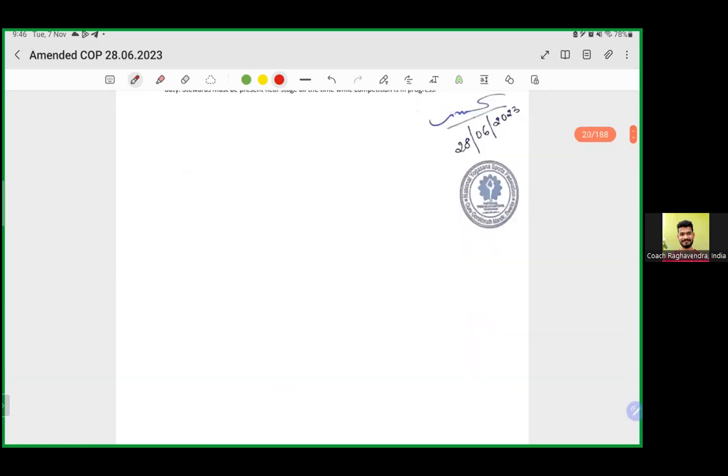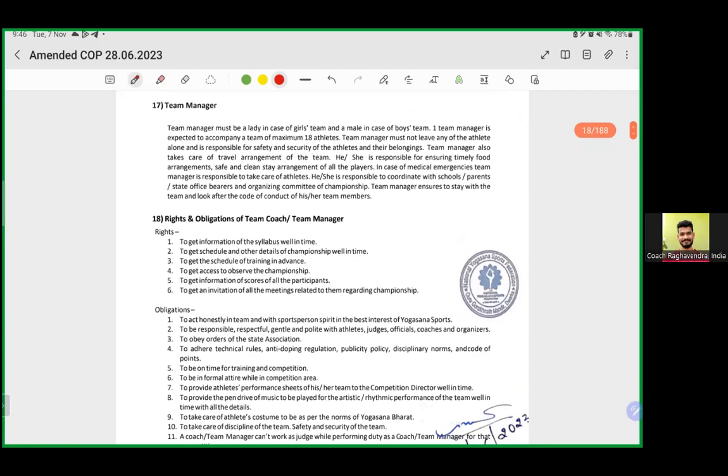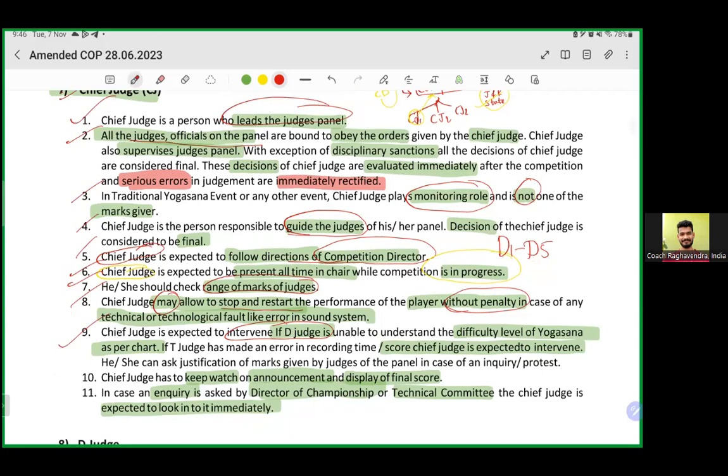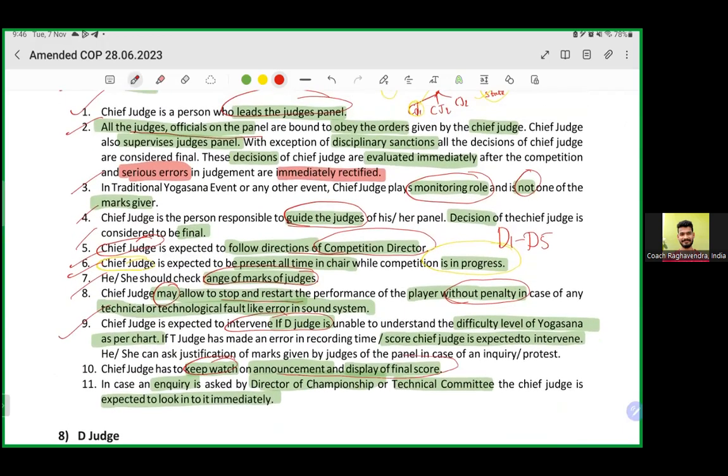Okay. Now, the chief judge is expected to intervene if the D judge is unable to understand the difficulty level of the asana as per the chart. So he can intervene and guide accordingly so that no mistakes or errors happen during the judgment. Now, the chief judge has to keep watch on the announcement and display of the final score. If the announcer announces incorrectly, there is a huge loss to that particular athlete or maybe other athletes. So the chief judge needs to have a keen observation on the announcement, especially, and display of the final scores.